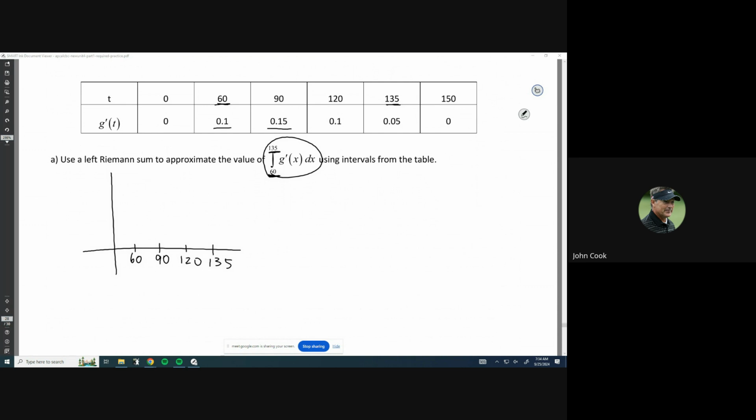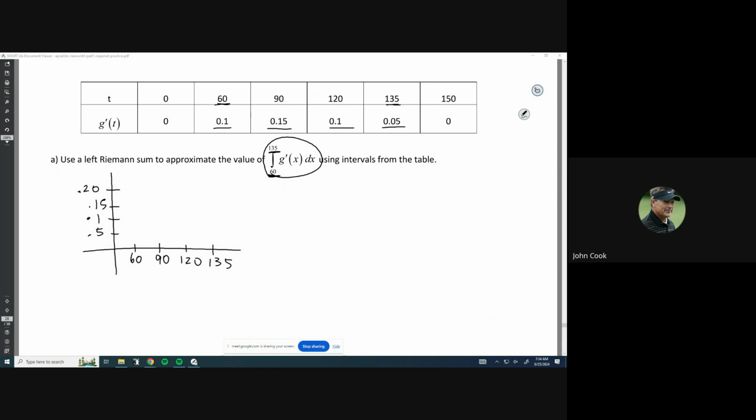Here are the y values that coincide with those x values. So we're going to write those up as well. Looks like the biggest number we get is 0.15. So what I'm going to do is just call this 0.20, and then this would be 0.1, and then 0.15 and 0.05.